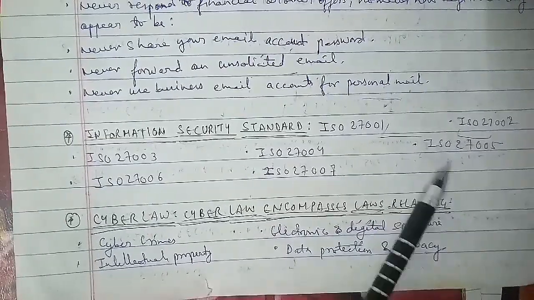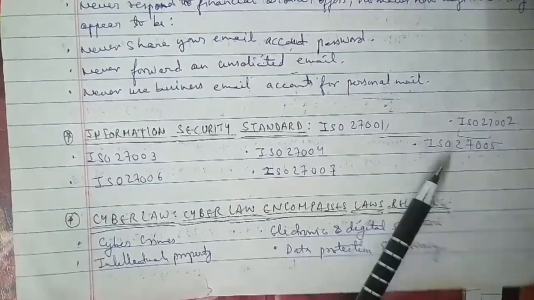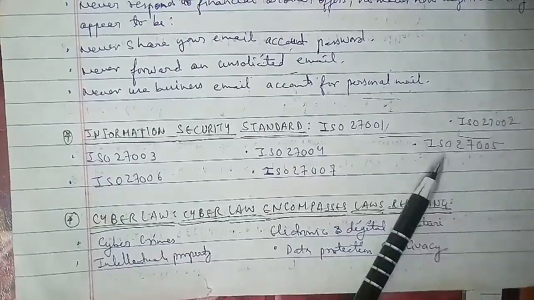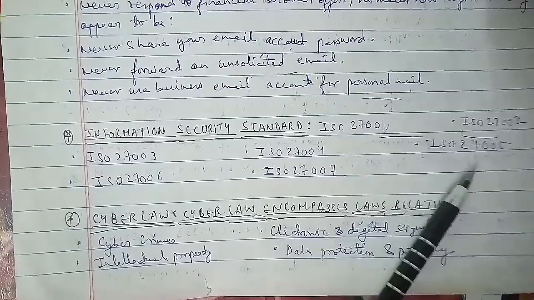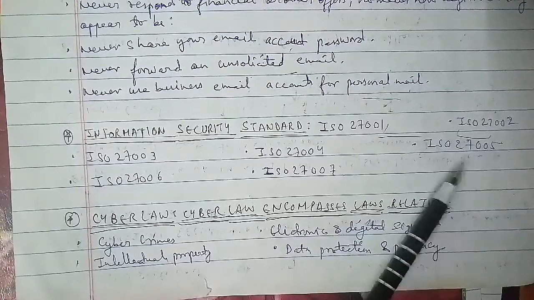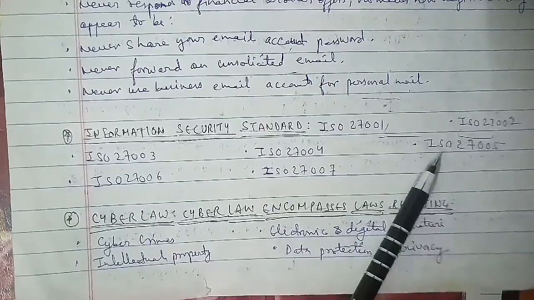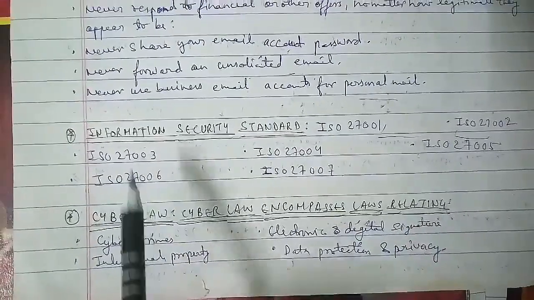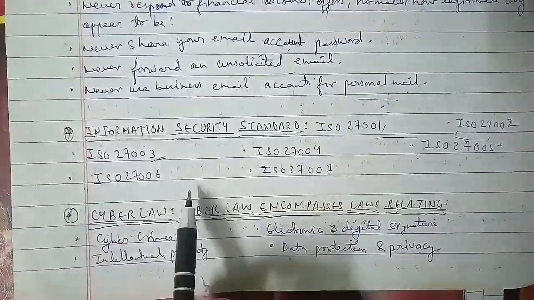Then next we have ISO 27005. This is the methodology-independent ISO standard for information security risk management. The next is ISO 27006. This standard provides guidelines for the accreditation of organizations offering ISMS certification. The next we have ISO 27007. This standard provides guidelines for ISMS auditing.